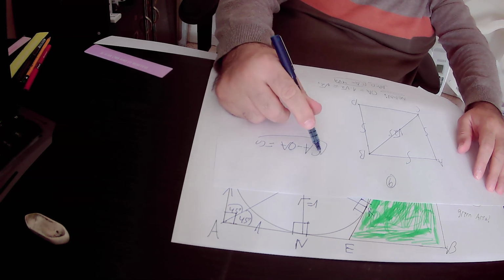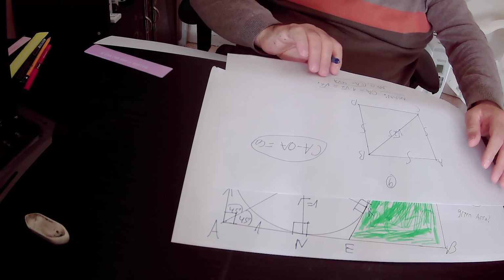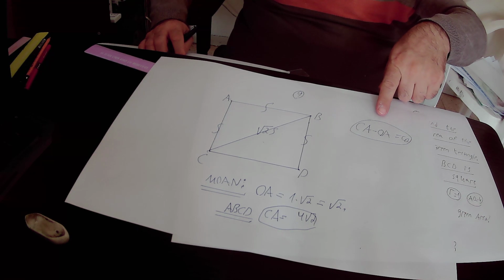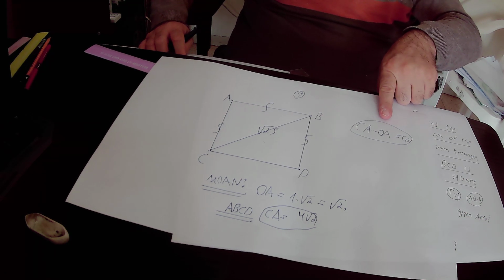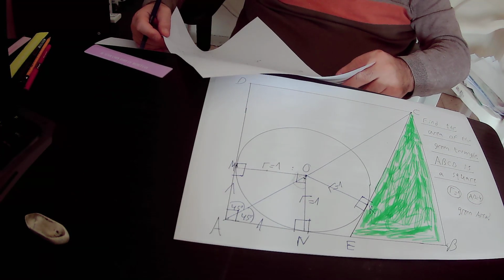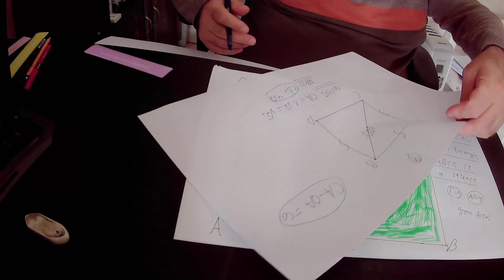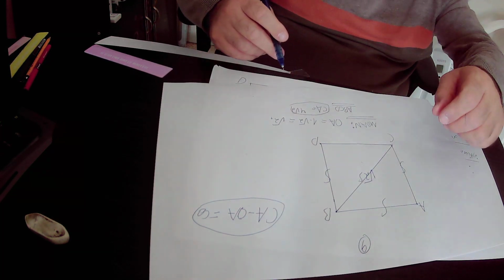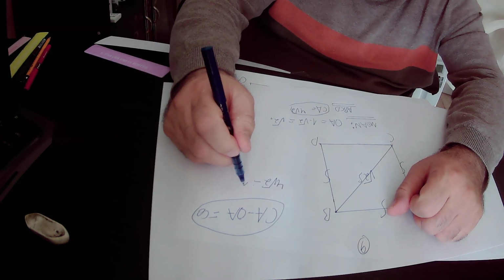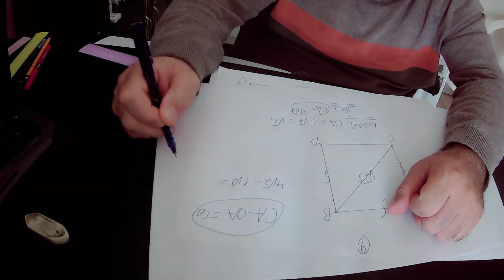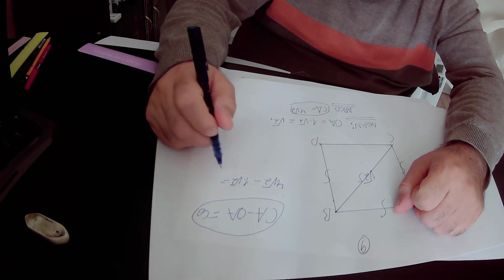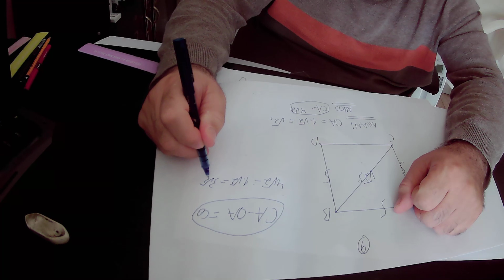Okay, from the drawing you can see that CA minus OA equals CO, so CA equals 4 times square root of 2 units, minus OA, OA equals 1 times square root of 2 units, and 4 times square root of 2 units minus 1 times square root of 2 units equals 3 times square root of 2 units.